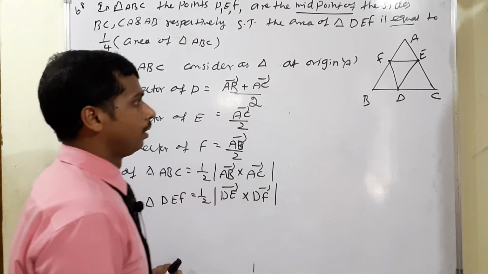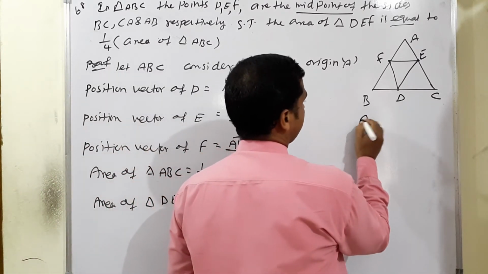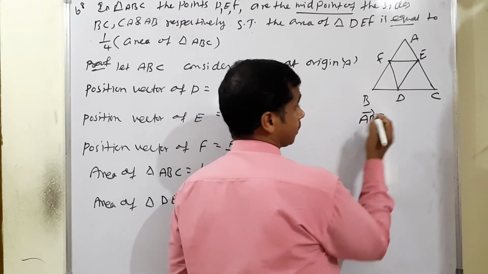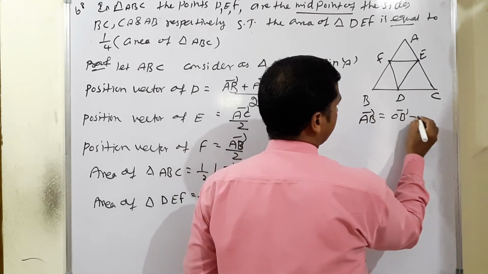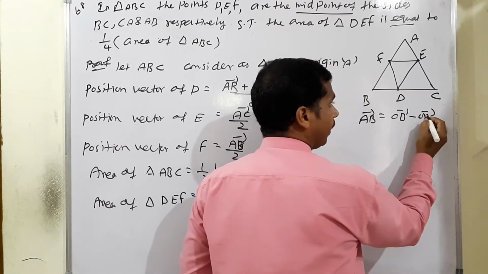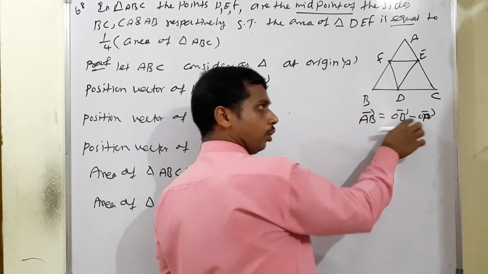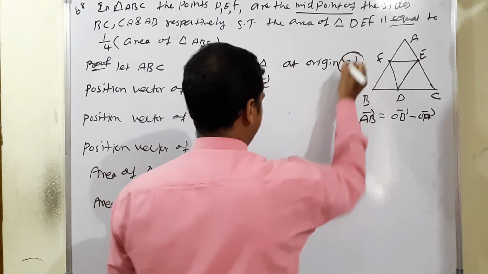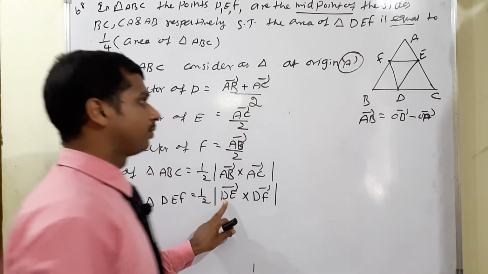DF vector. Already we know the meaning of AB vector in position. Origin point O means we can consider OB vector minus OA. But we have taken here the triangle at origin point A. So with origin point A, what is the meaning of DE vector?